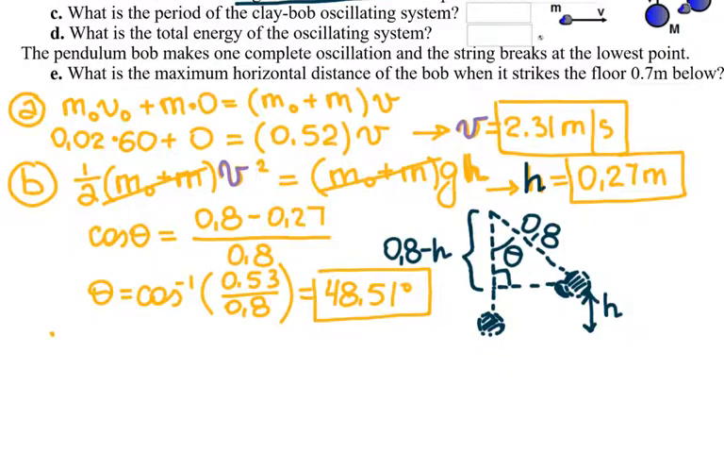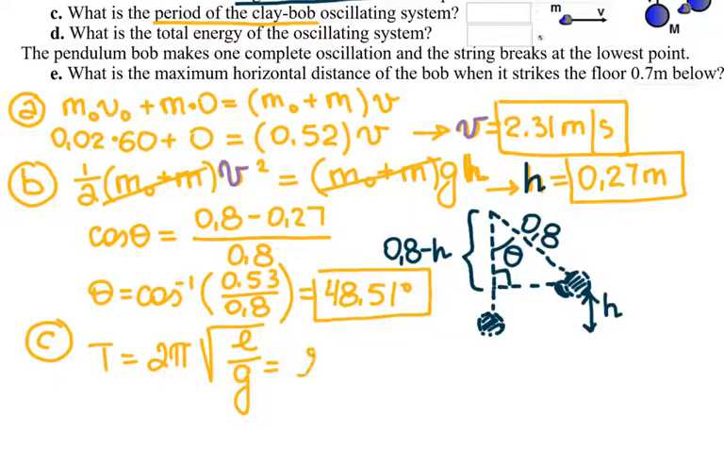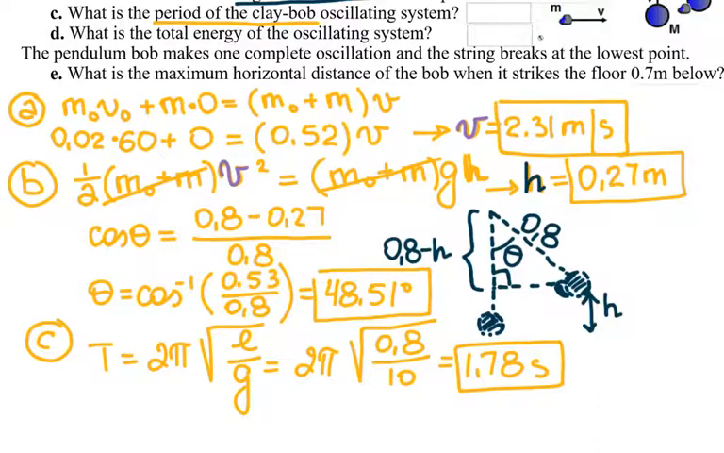The next question is, what is the period of the clay bob oscillation? So it is a pendulum, so it has the period formula of 2 pi times the square root of L over g. So I have 2 pi, the L is 0.8, the length of the string, and g is 10. So if I plug in my numbers, then I will get 1.78 seconds. So it takes 1.78 seconds to go there and back.